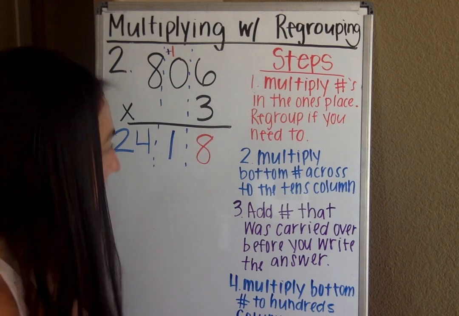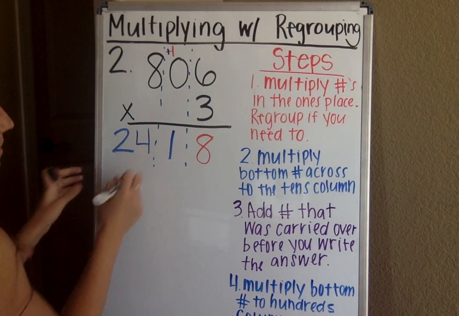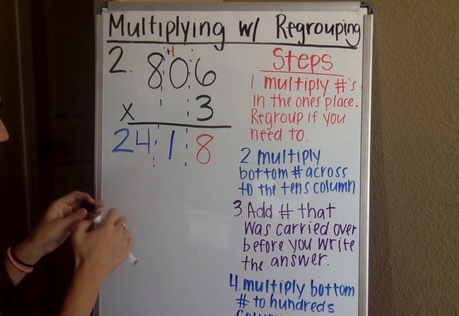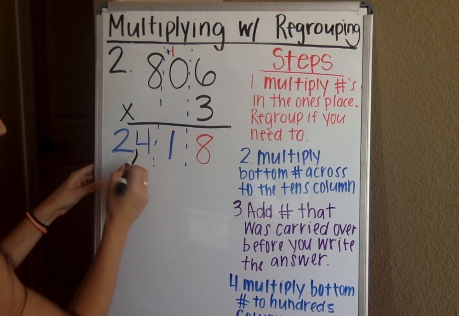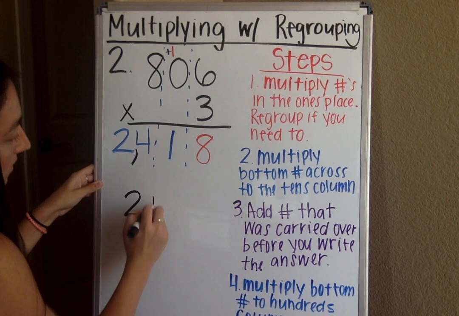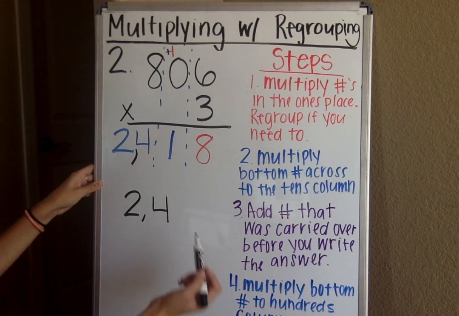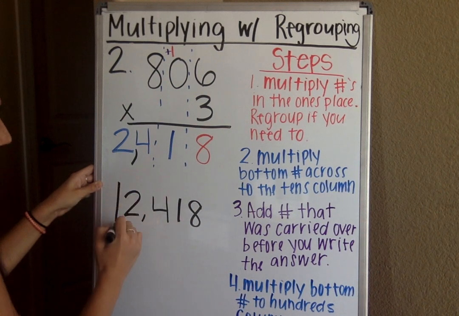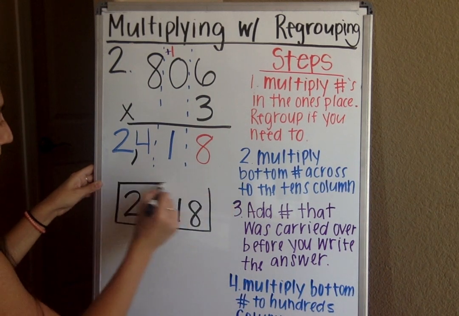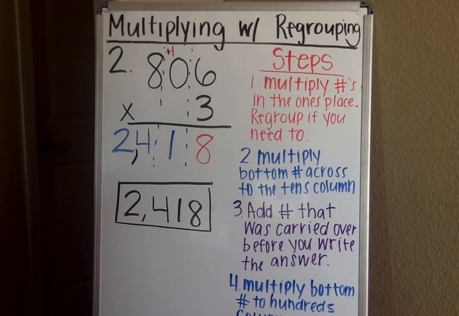I need to add my comma so that it looks like it's a thousands place. So we have to go 1, 2, 3, comma, and then you break it apart. So our answer is 2,418. And then you can box your answer just like that.